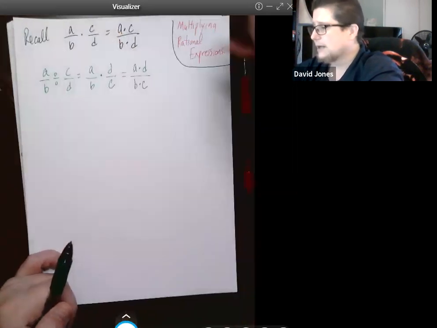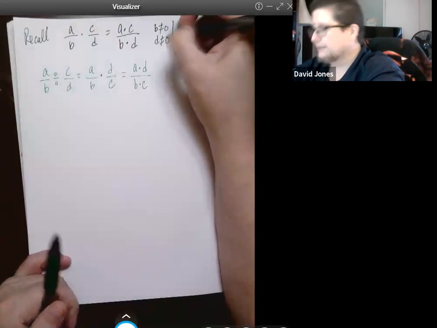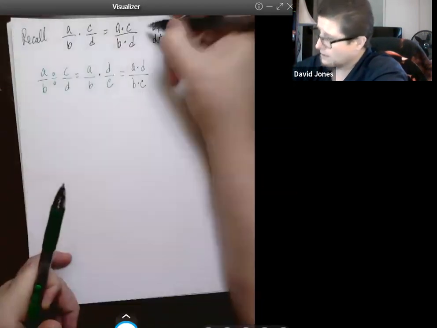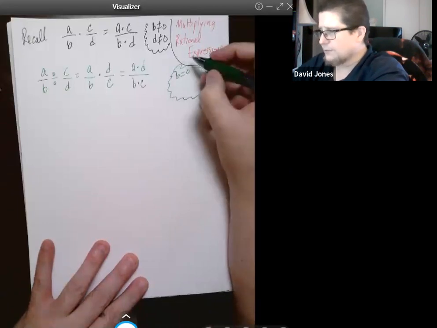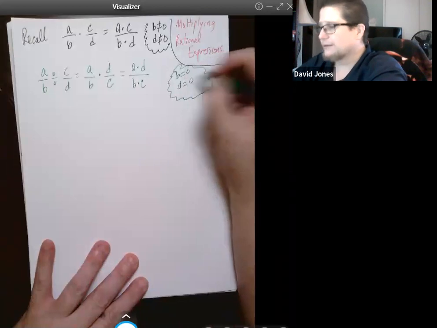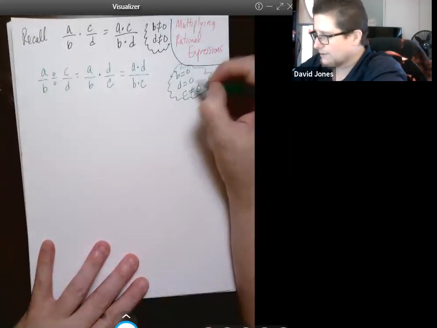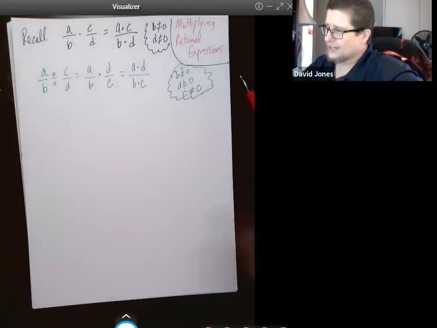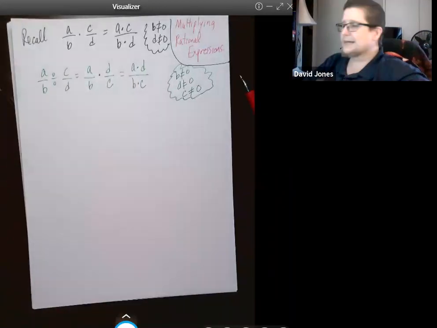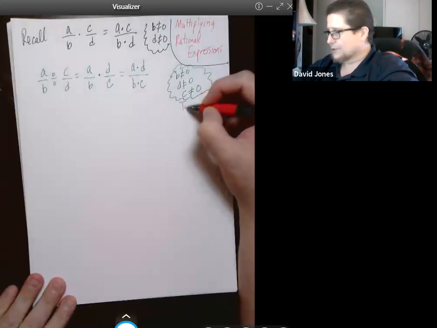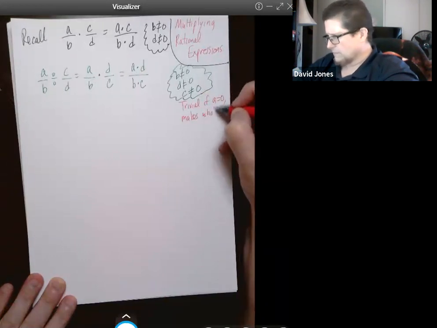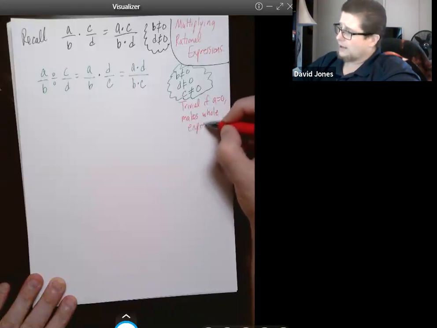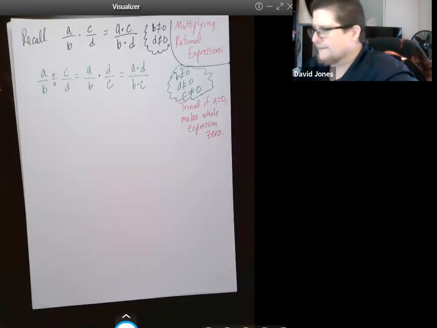For the top one, b cannot equal 0, d cannot equal 0. And for this one, b can't equal 0. D was on the bottom in the first place. D can't equal 0. And C is on the bottom here. C cannot equal 0. None of these can equal 0. And let's face it, if A is 0, this whole thing is trivial anyways. It makes the whole expression 0. But it is a valid input. But if you had A equals 0, you're not going to do anything with it.